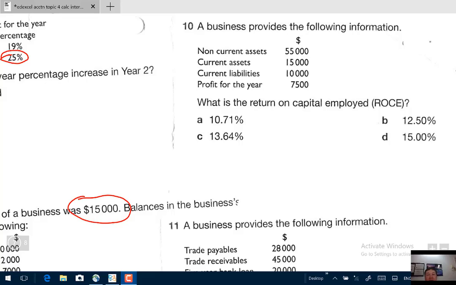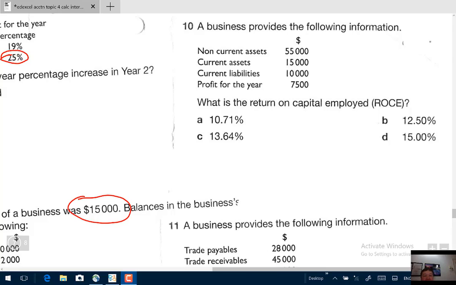Right, let's continue. These are some objective questions which we are going to do now, and this is for topic 4, and it's related to accounting ratios, calculation and interpretation of accounting ratios for the IGCSE Edexcel exams. Okay, so number 10, a business provides the following information. What is the return on capital employed?